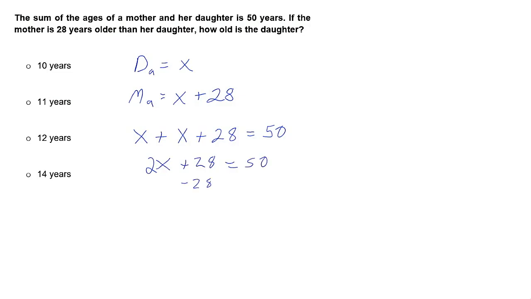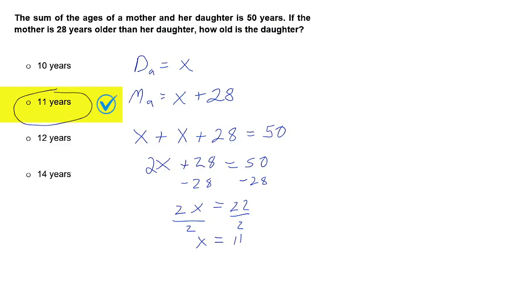So now if we subtract 28 from both sides, we get 2X equals 22. Divide both sides by 2, and we now have X equals 11. So the daughter's age is 11 years old.